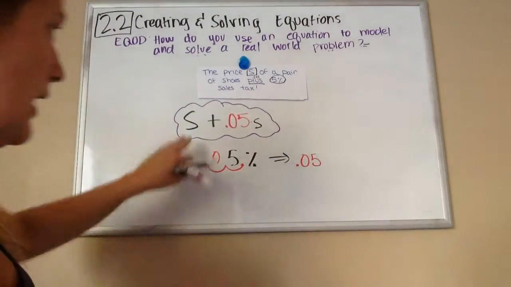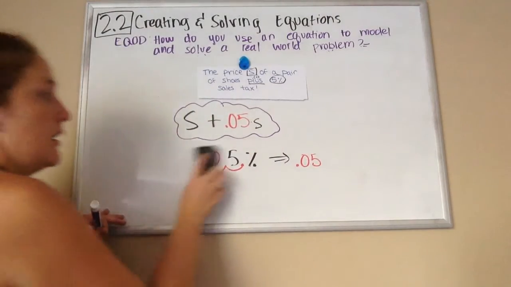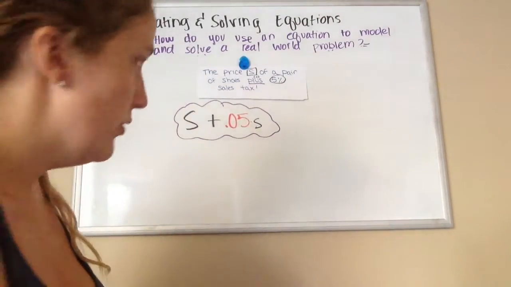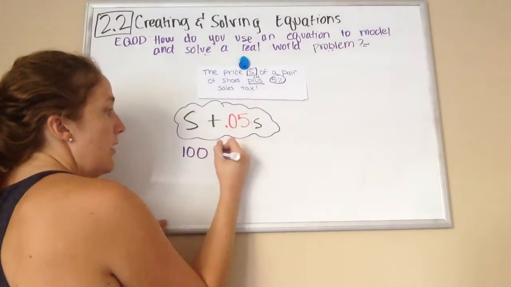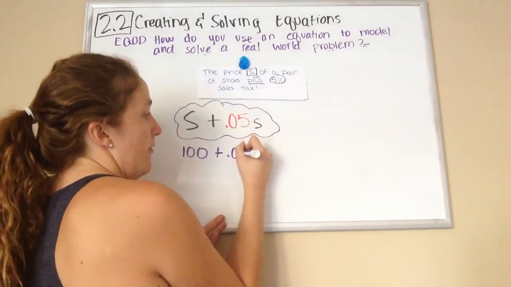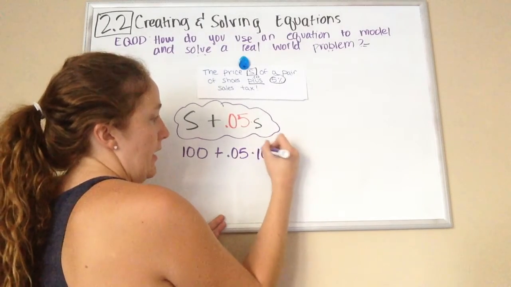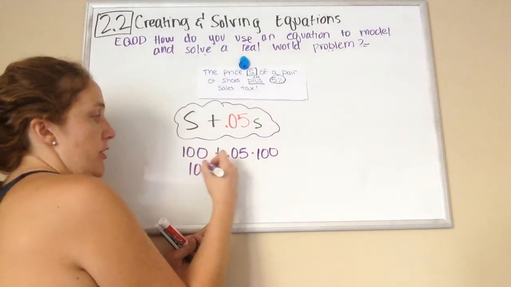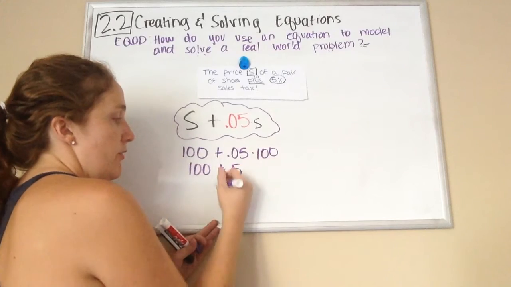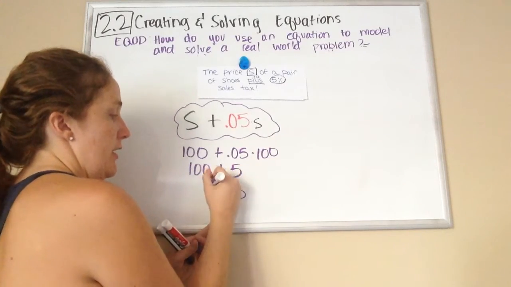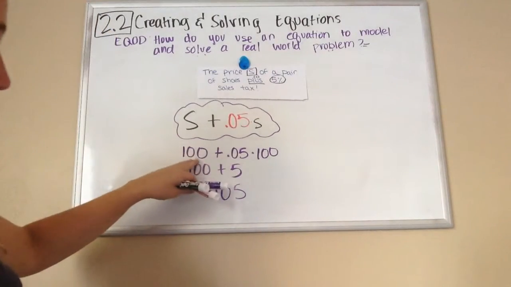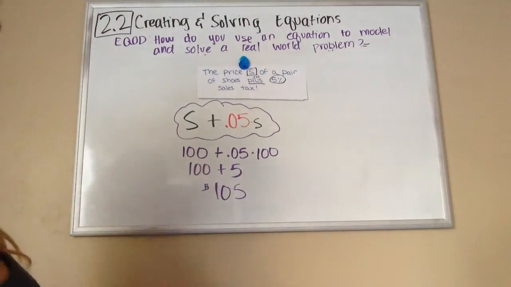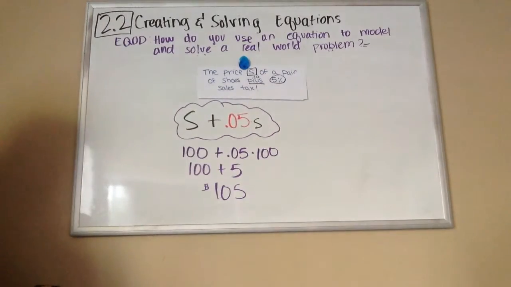So if it was $100, let's say for example your shoes were $100, it would be $100 plus 0.05 times 100, which will give you $100 plus 5, which will give you $105. So just remember, it's not always the actual price of the shoes that it shows. You've got to include sales tax. So you would end up paying $105 for it when you walked out the door.